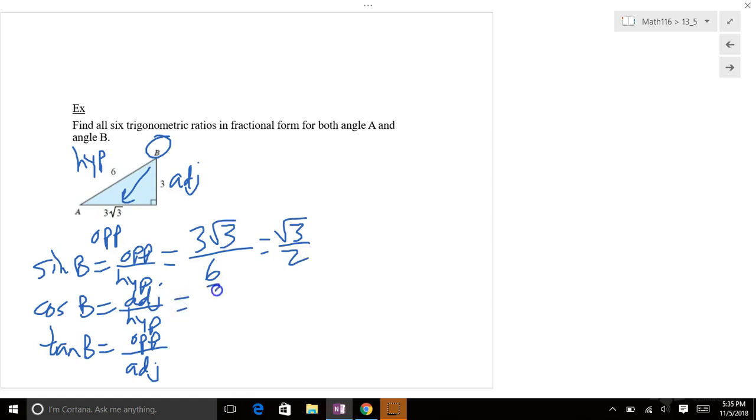Cosine B, the adjacent side is 3, hypotenuse is 6. 3/6 is 1/2. Tangent of B, opposite side over the adjacent. We're left with root 3 over 1, which is just root 3.